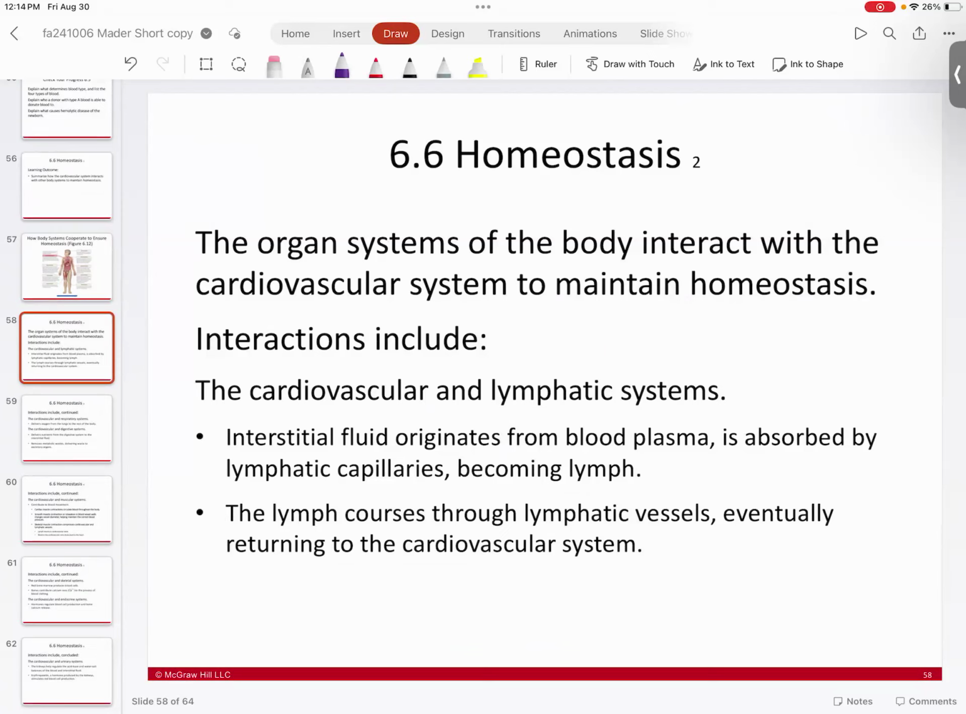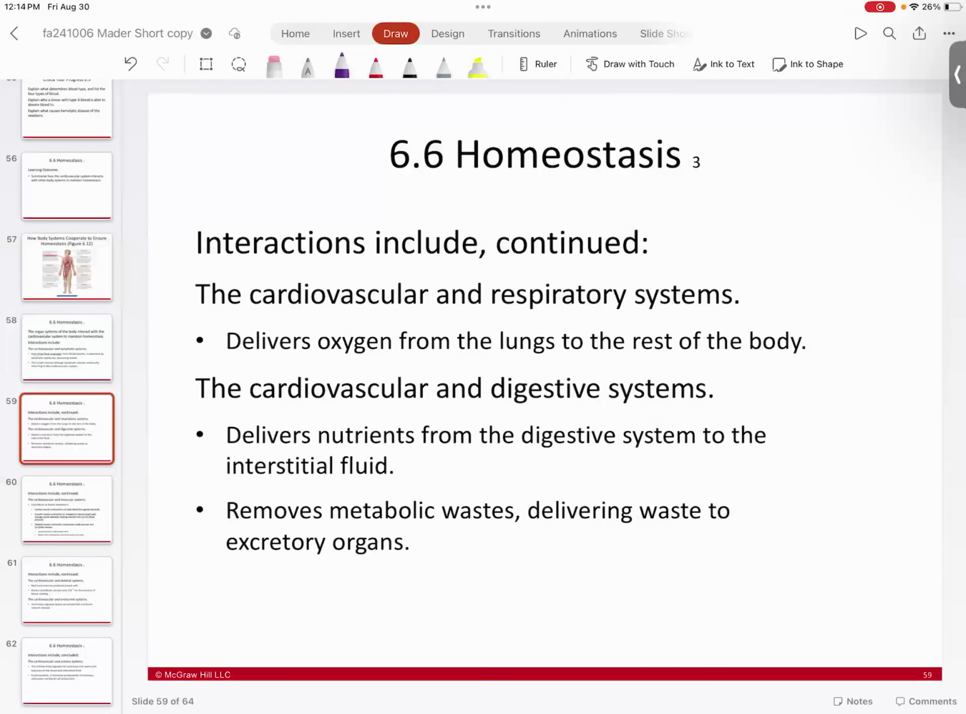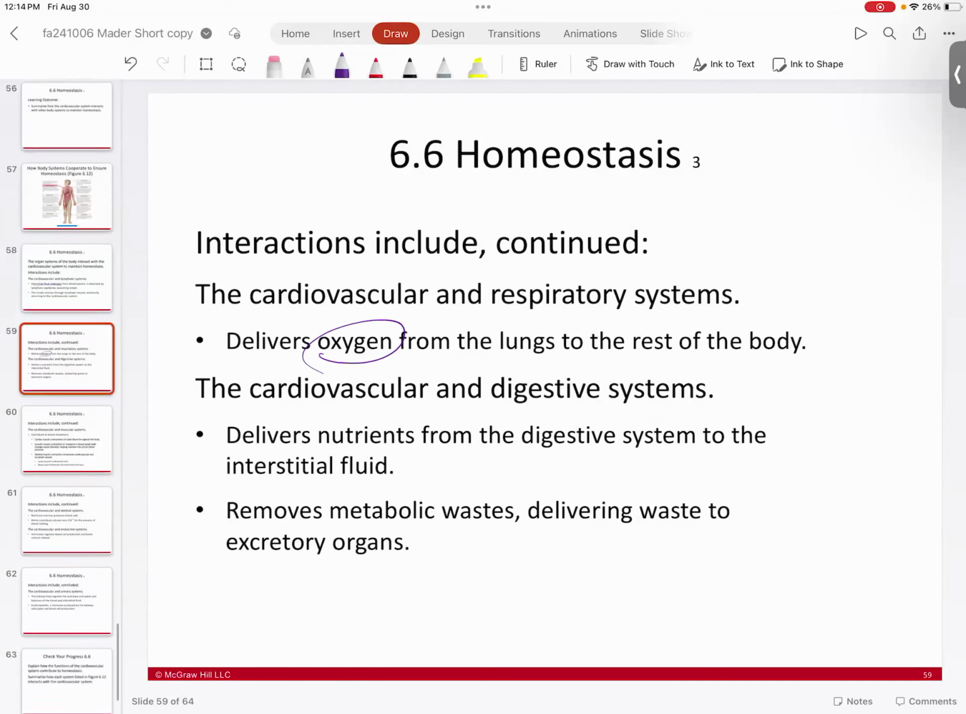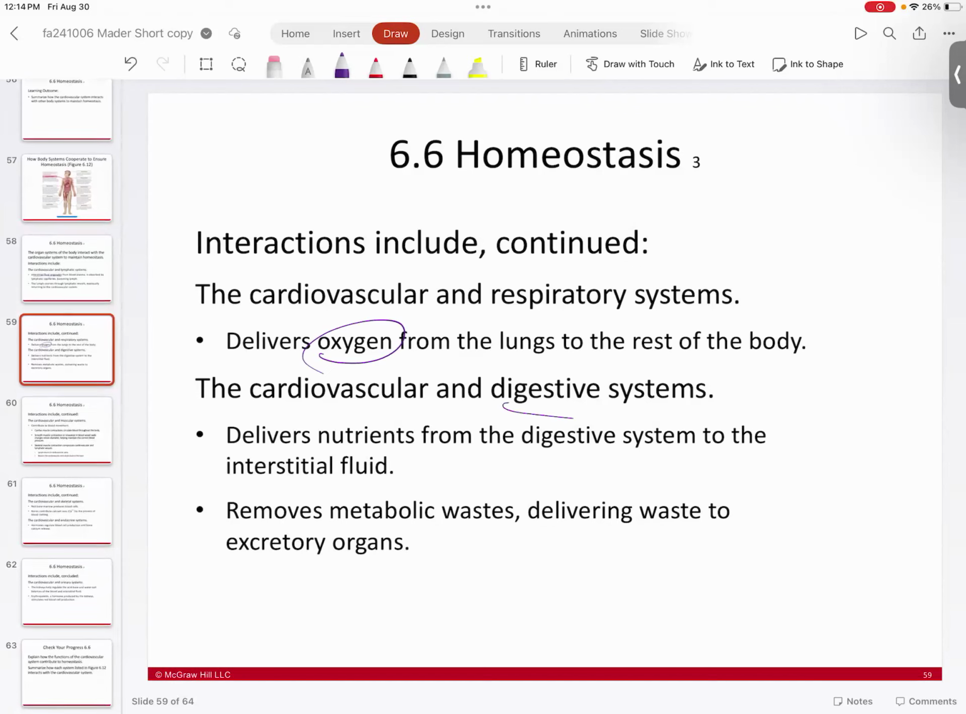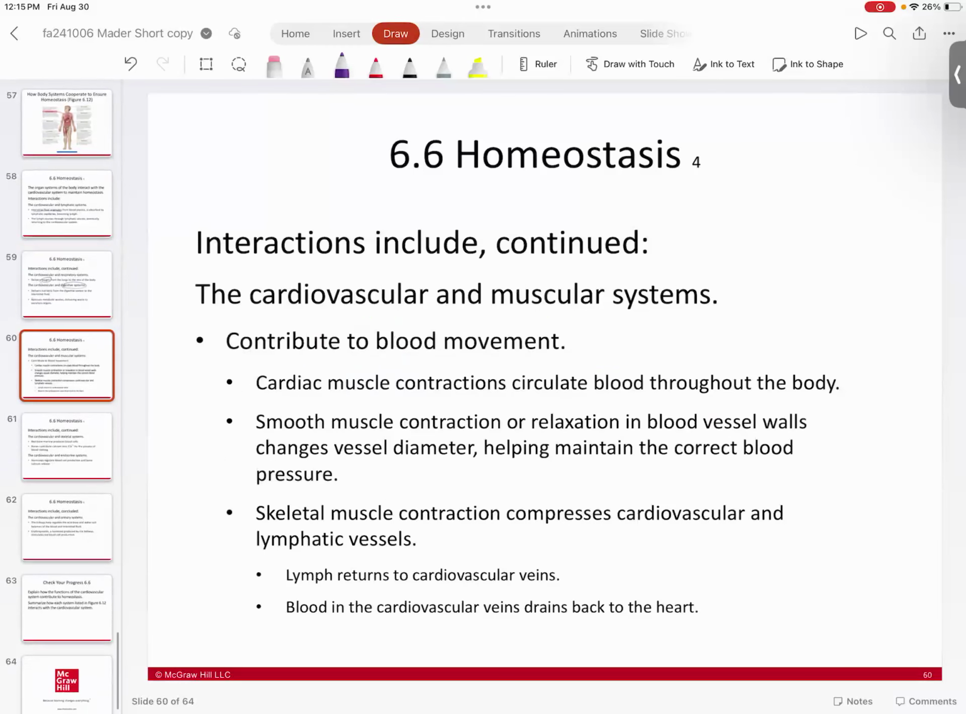The cardiovascular and lymph systems work together to regulate the interstitial fluid, the fluid of the tissues, to make sure that your blood plasma is well hydrated and that the capillaries absorb any leftover fluid in the tissues. Then that gets returned back to the cardiovascular system. The respiratory system interacts with the cardiovascular system to deliver oxygen: the respiratory system picks up the oxygen and the cardiovascular system delivers it. It also interacts with the digestive system for the delivery of nutrients: the digestive system absorbs the nutrients and the cardiovascular system delivers them.